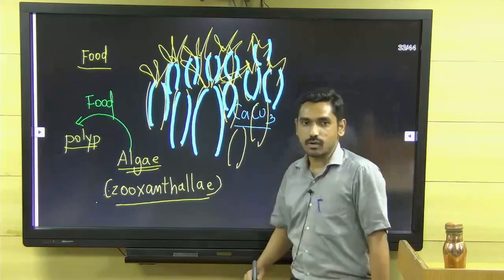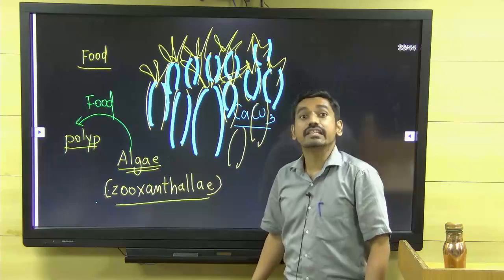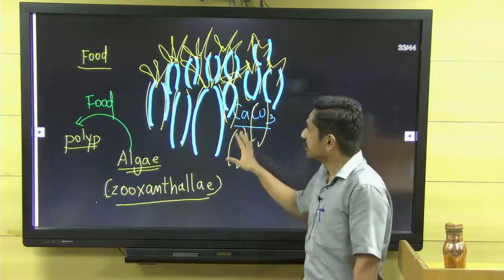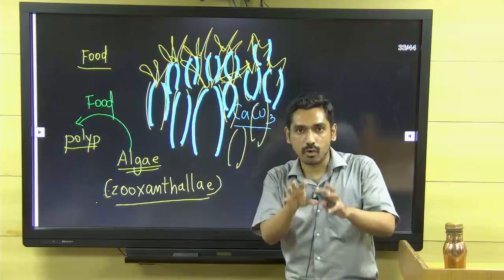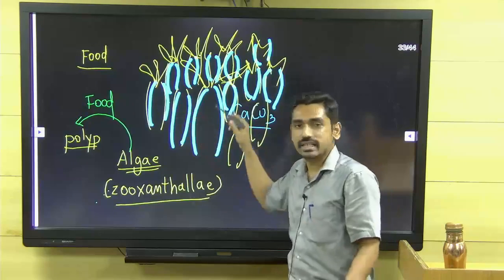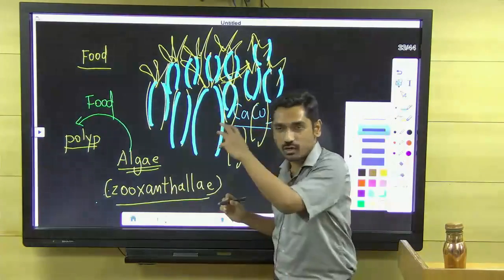Now you can ask me, okay, algae is providing food to coral polyp. What is coral polyp giving in return? They can give something in return. The shells are made of calcium carbonate, and algae will have problems in holding on. Since the shells are of calcium carbonate, the algae can come and stick on those shells here.